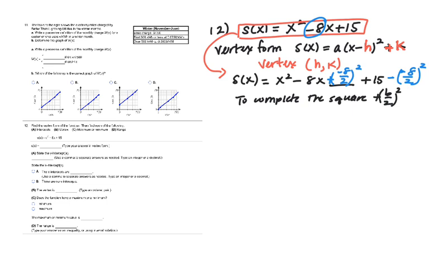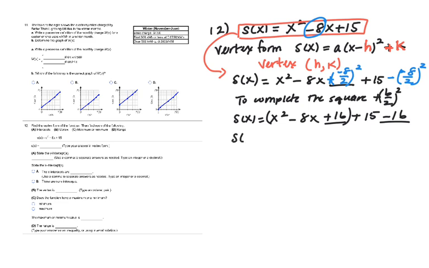So we have s of x is equal to x squared minus 8x. Negative 8 halves is a negative 4. Negative 4 squared is 16. So I'll add 16. Here I have plus 15, and then I'll subtract 16. So we added our (b/2) squared, but we're keeping our function equal by subtracting that number. Here we've completed the square.